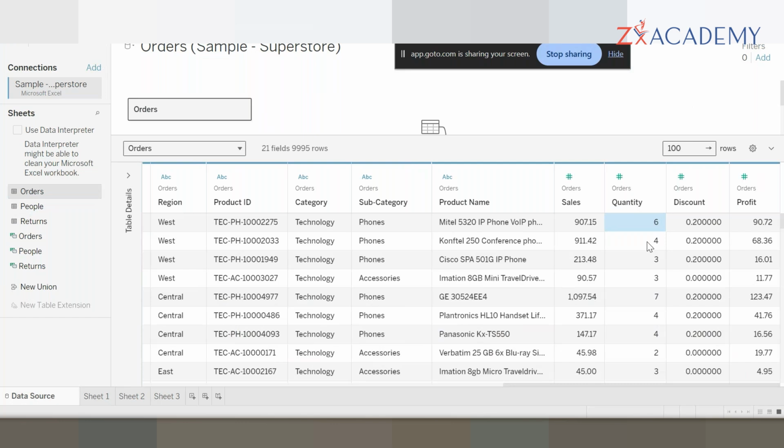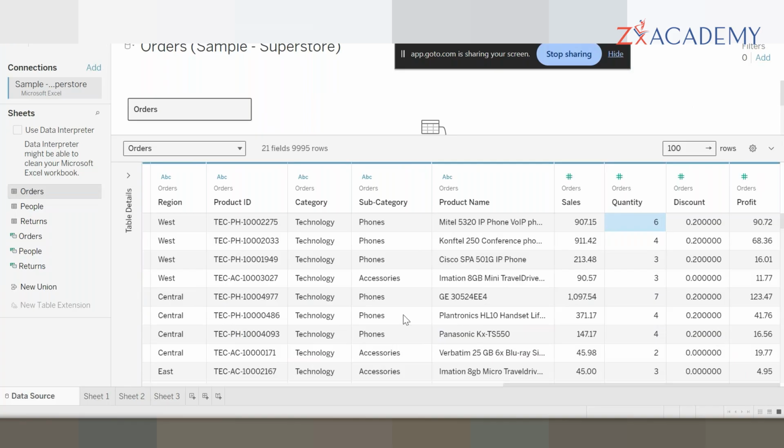Now, quantity is a measurable value. When you take a measure, it automatically does the aggregation. But I don't want to use this as a measure. I want to use this as a dimension, where each quantity is going to be a bin. I just want to know how many orders are placed with quantity one, how many with quantity two, three, four, five, respectively.